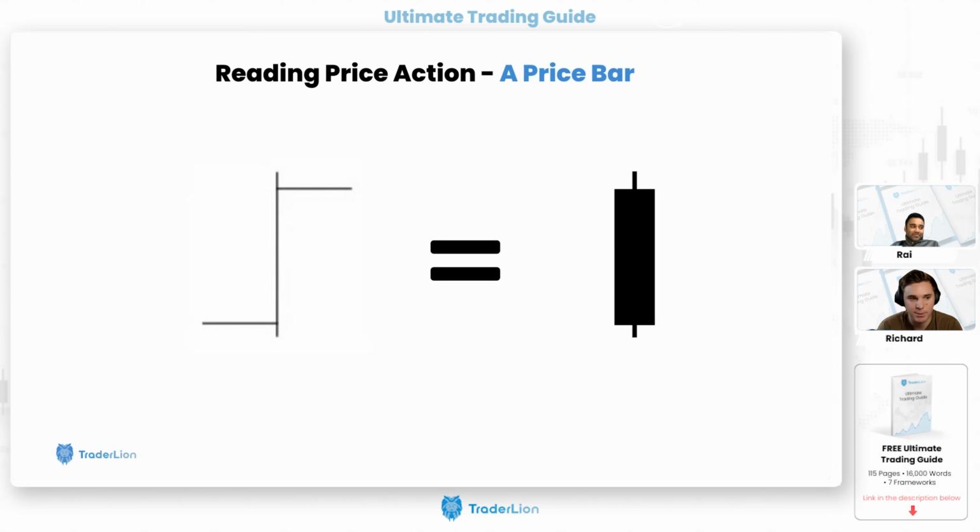What is a price bar? Over here on the left, we've got an open, high, low, close bar. This is the open. This is the close. Here's the high for the day. Here is the low of the day.